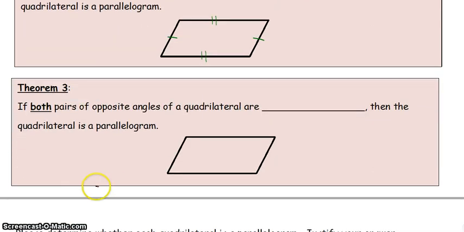Theorem 3, if both pairs of opposite angles, now we're talking about angles, are congruent, then that quadrilateral is a parallelogram. So if I know these angles are congruent and these angles are congruent, I know this is a parallelogram.